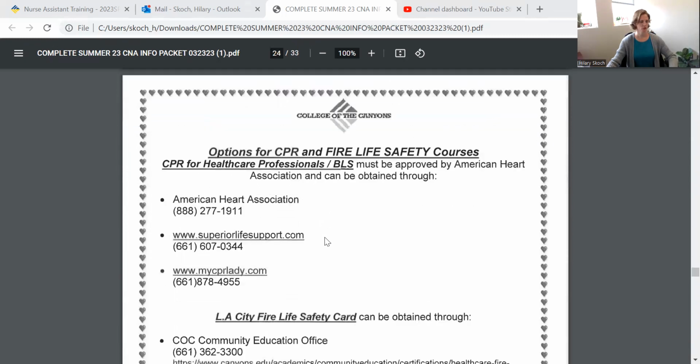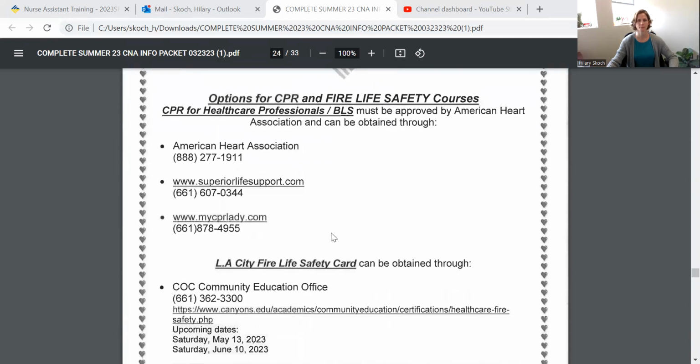So let's move on to page 24. We also require you to have a current CPR and fire card. We only accept American Heart Association. We do not accept Red Cross. These are only suggestions for American Heart Association Basic Life Support, the BLS card. It can be an online lecture, but it has to be tested in person. And this is good for 2 years.